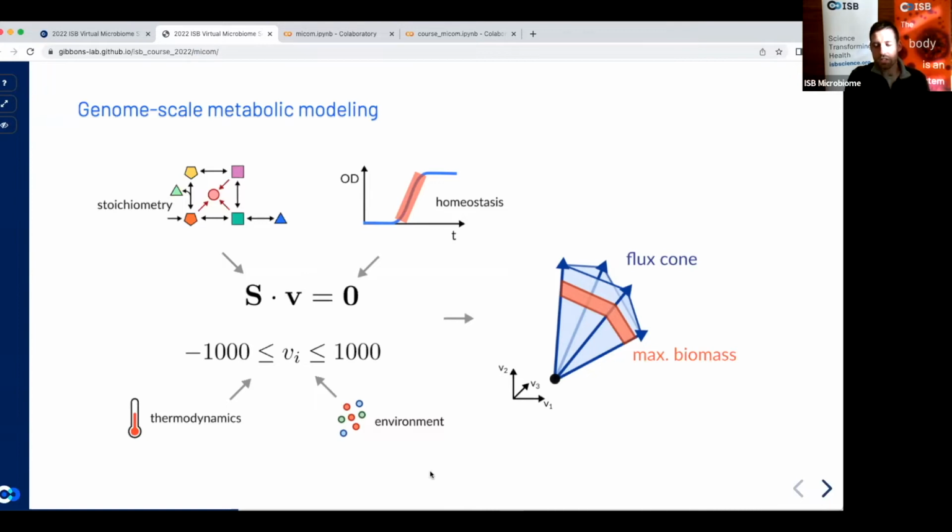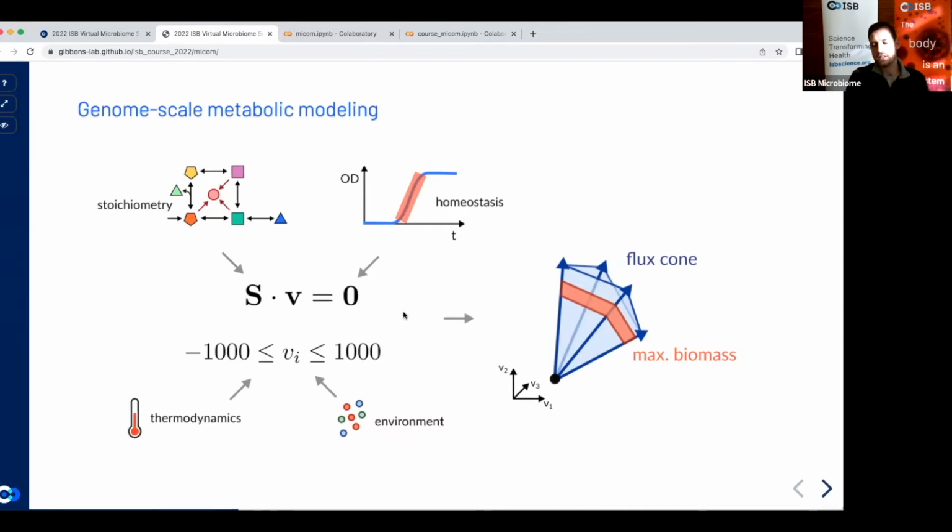Finally, we can also add constraints to the import of metabolites going into the system, which we can leverage to represent the metabolites available to that system in order to grow. In practice, this basically allows us to model the diet that's available to the microbiome, adding relevance to the predictions that are being made by flux balance analysis.